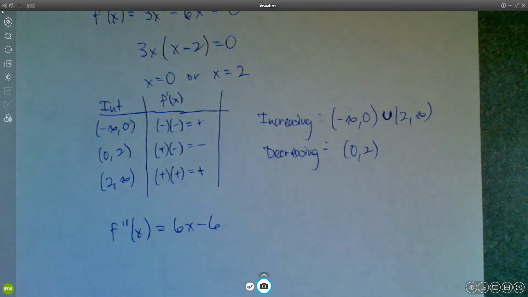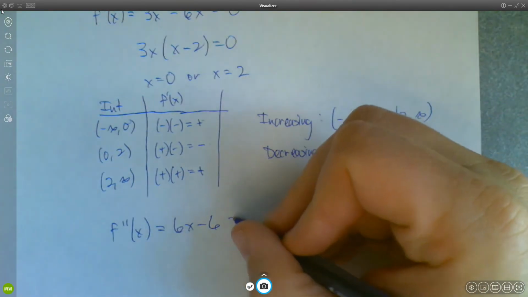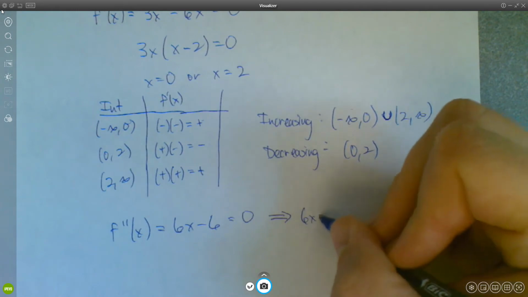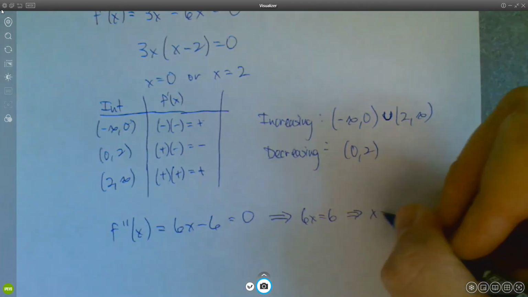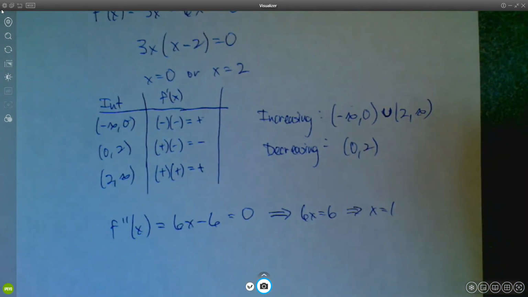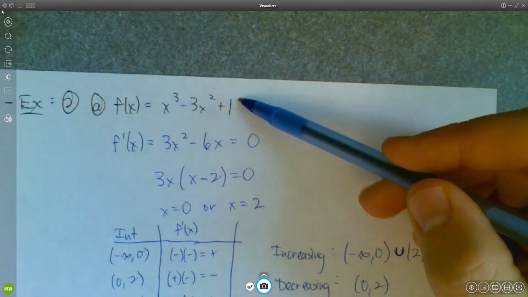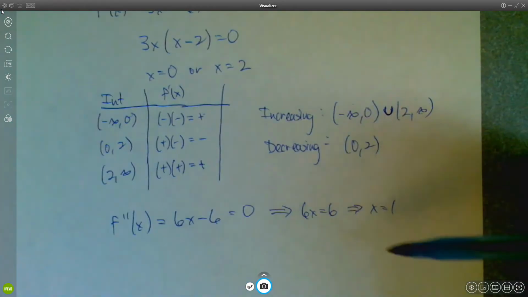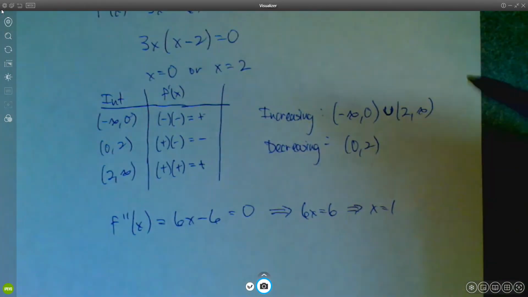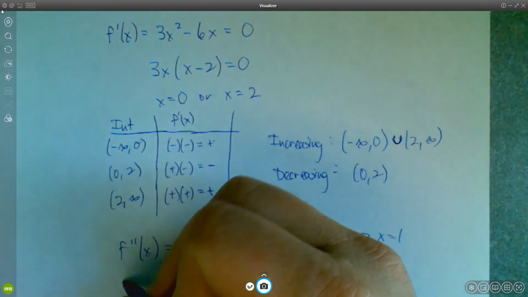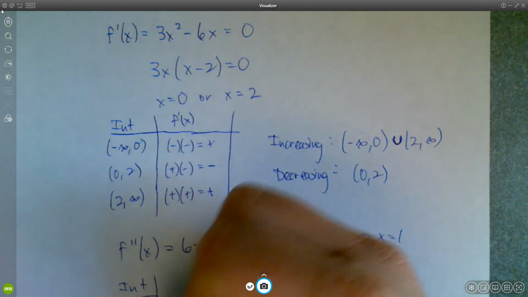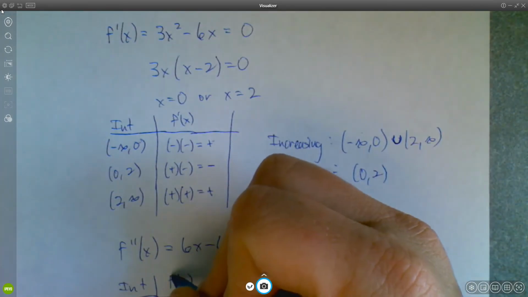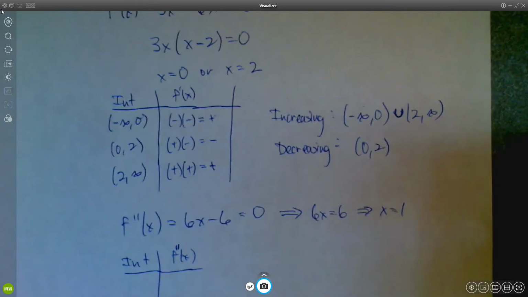Then we do the same thing as we did before. We're going to set this equal to 0 and solve for x. I think we're going to get 6x equals 6, so x equals 1. So x equals 1 is the only place where f could change concavity. F might change concavity there. The only way to be sure is to do what we've done before, make a little sign chart. Not f of x, f double prime of x.